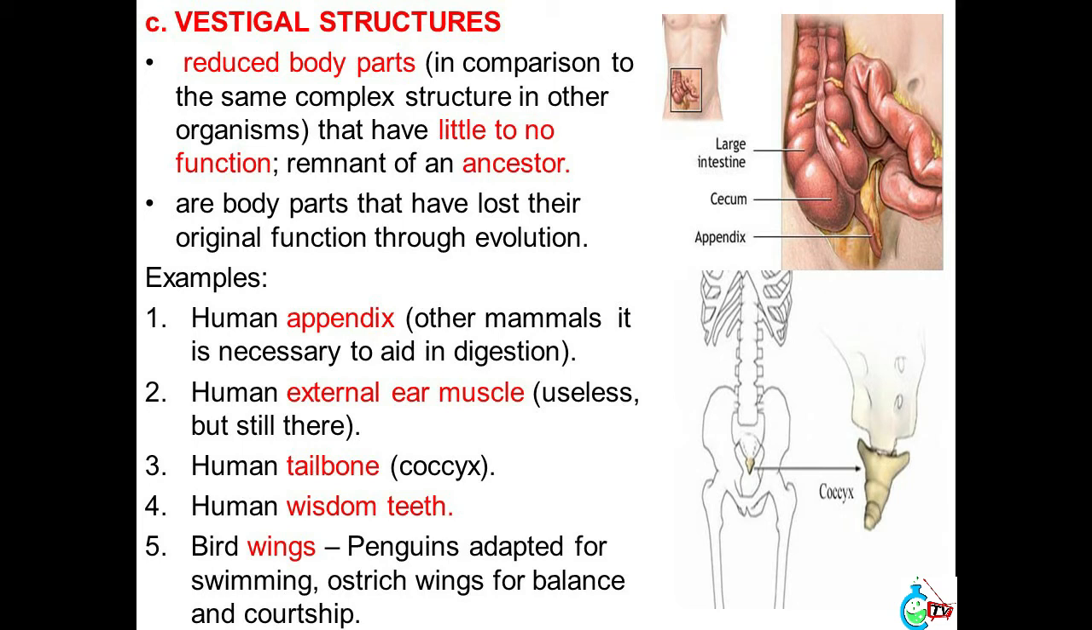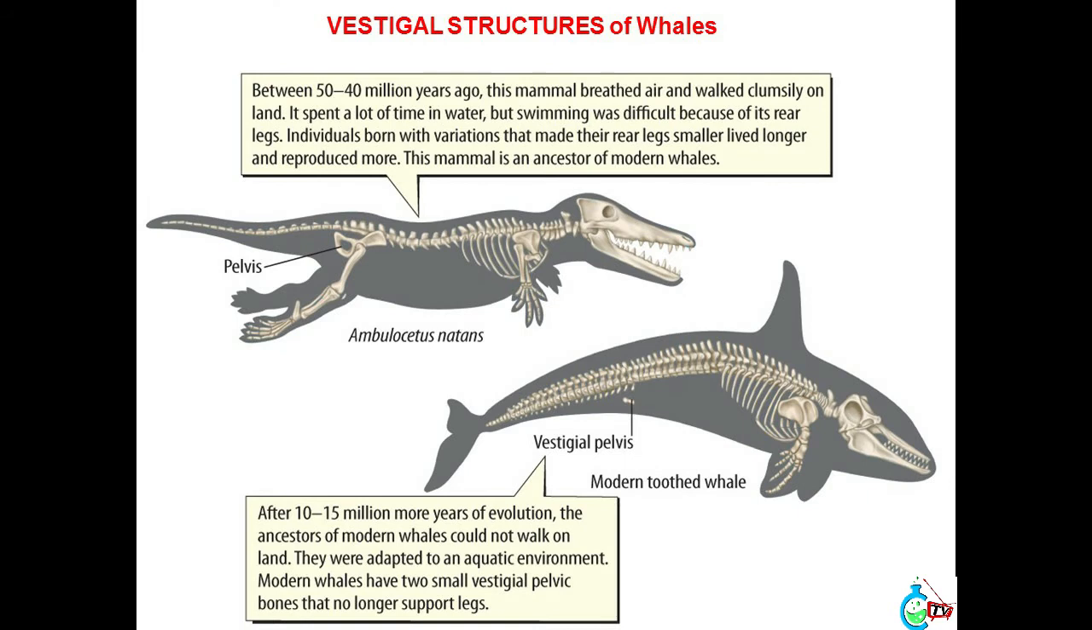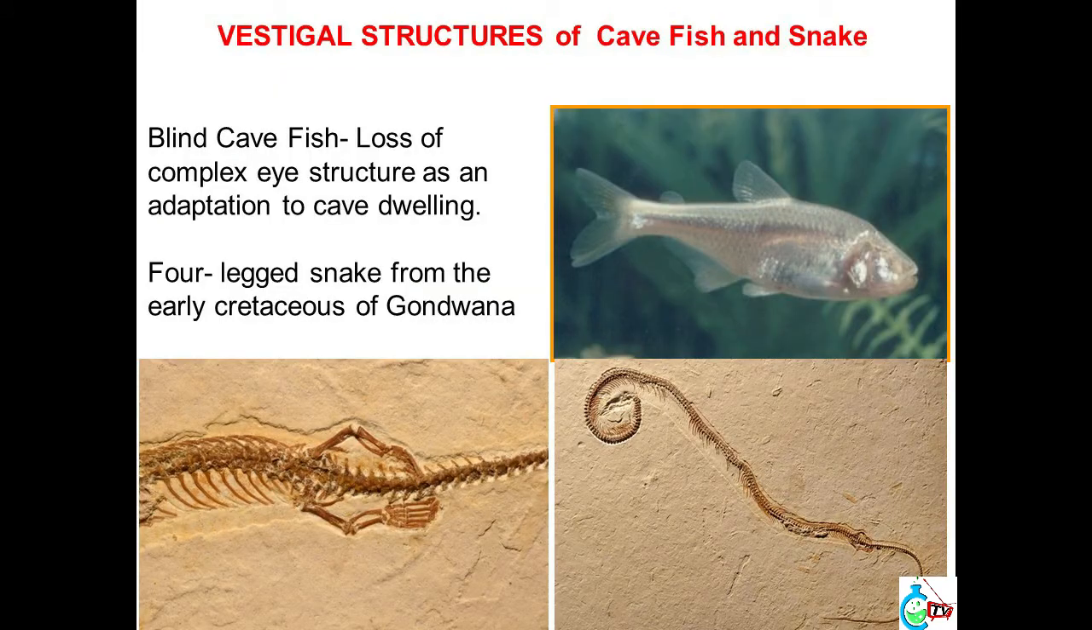Examples: 1. Human appendix; in other mammals it is necessary to aid in digestion. 2. Human external ear muscle, useless, but still there. 3. Human tailbone, coccyx. 4. Human wisdom teeth. 5. Bird wings: penguins adapted for swimming, ostrich wings for balance and courtship. Vestigial structures of whales. Vestigial structures of cave fish and snake.